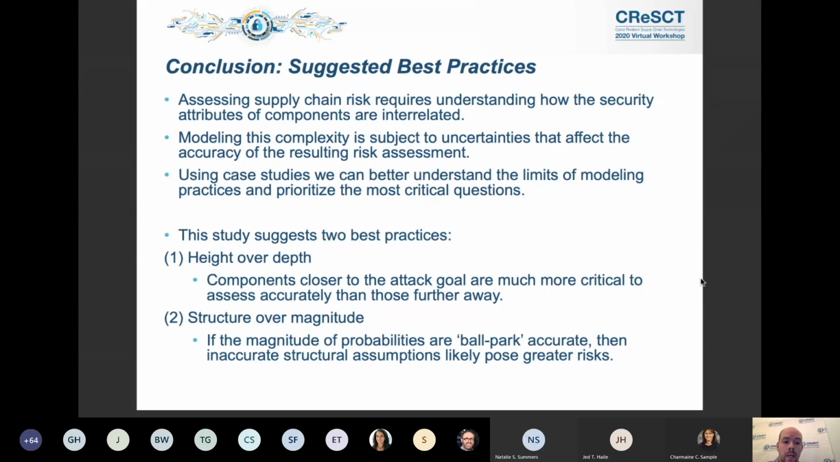This study suggests two best practices. The first is height over depth. Components closer to the attack goal are much more critical to assess accurately than those further away. The second is structure over magnitude. If we say that the magnitude of probabilities are in the ballpark of being accurate, then inaccurate structural assumptions likely pose greater risks. That brings us to the conclusion of this presentation.